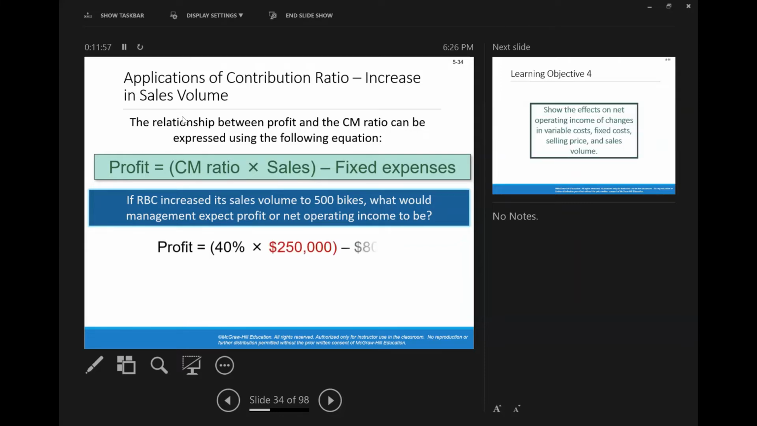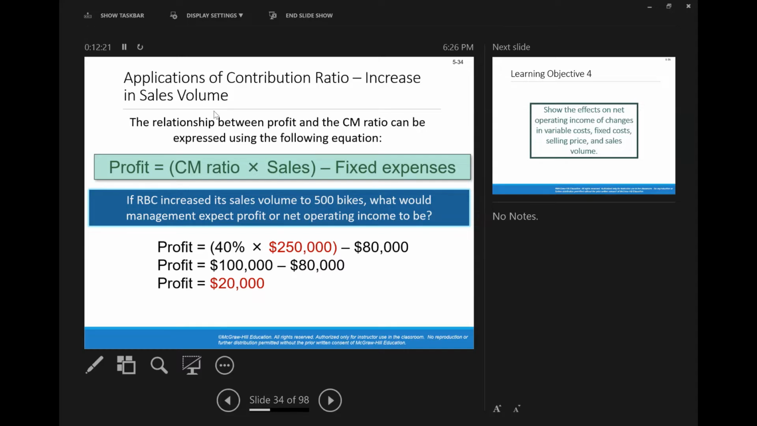Okay, so now we have our contribution margin ratio times the sales minus the fixed expense. So that's going to be the relationship between the sales and trying to figure out the profit. Okay, so we increased the sales volume to 500 bikes. What would management expect profit or net operating income to be?